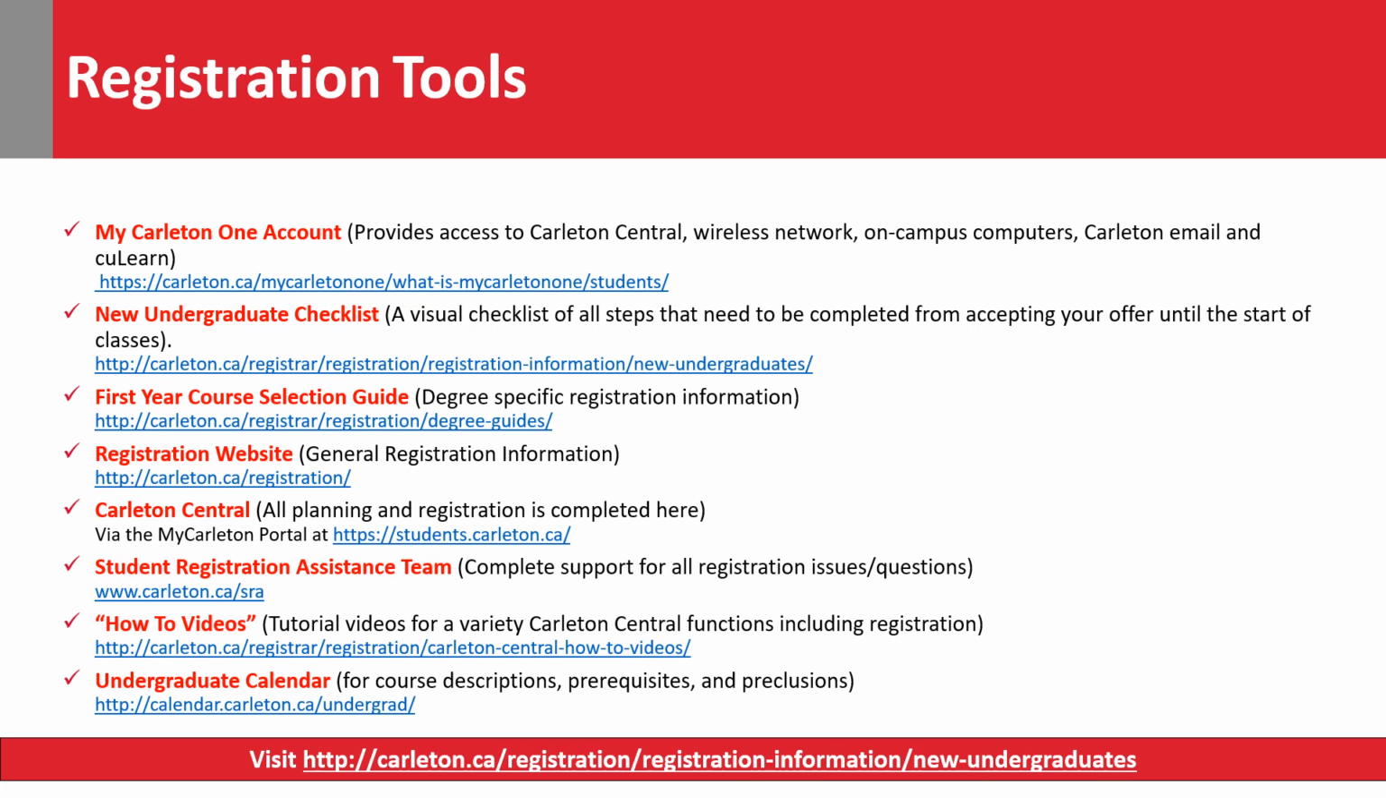Carleton Central is where you will complete all of your planning and where you will finalize your registration. You can access it directly at central.carleton.ca or through your My Carleton One account. Our student registration assistance team is available to you all summer to assist you with any registration issues or questions you may have. Their contact information will be provided at the end of the presentation. You can watch our how-to videos to find more information on the many functions available in Carleton Central. The undergraduate calendar explains the university's academic rules and regulations, program requirements, and includes course descriptions.